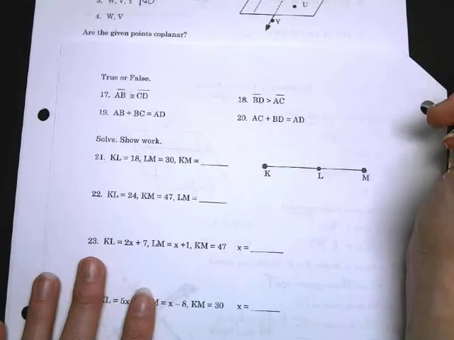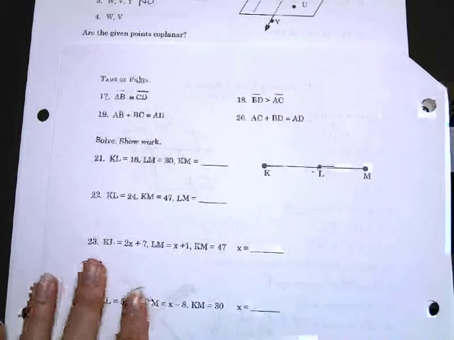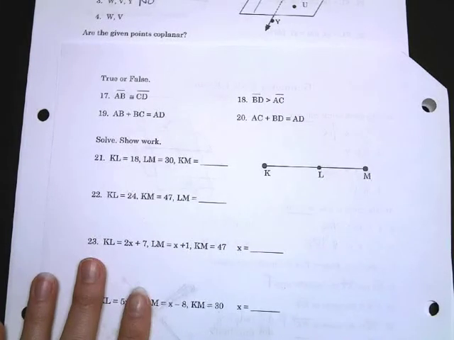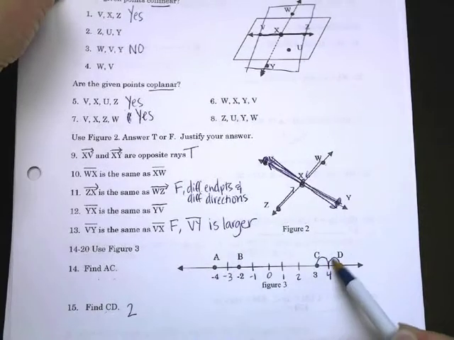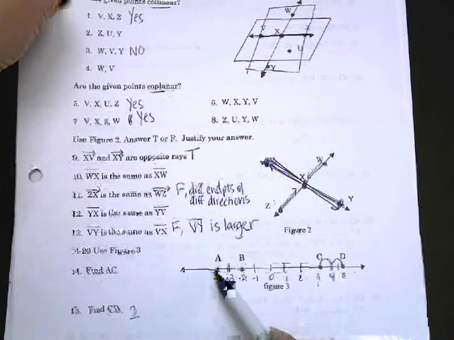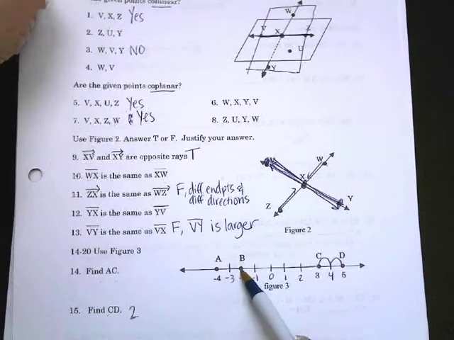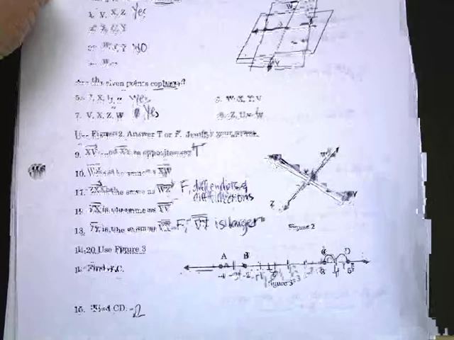True or false? So is length of AB the same thing as the length of CD? So we want to refer back to this number line. Is the length of CD, 2, the same thing as the length of AB, 2? I would say that that is true.